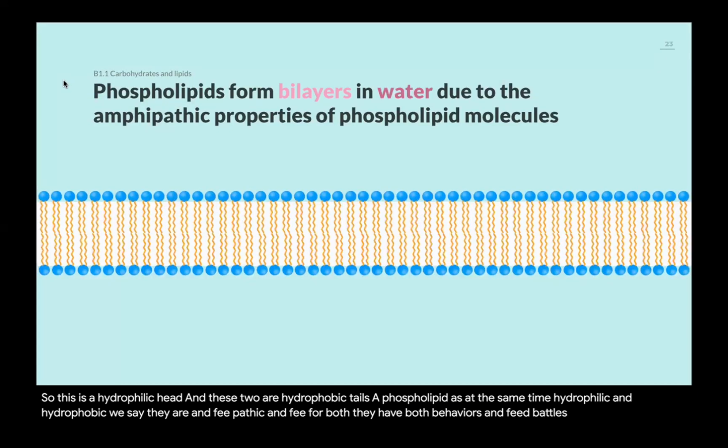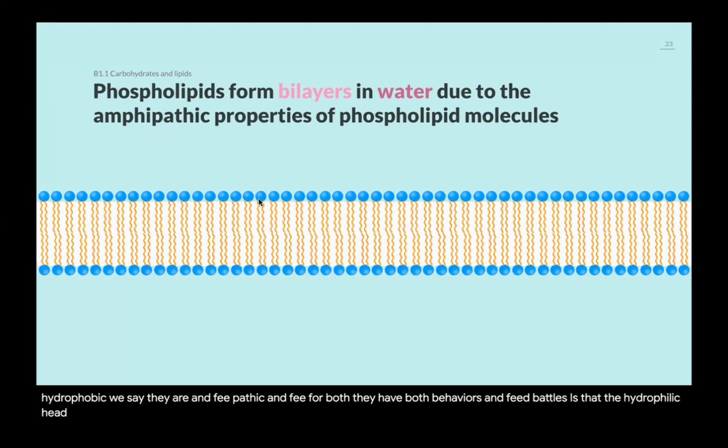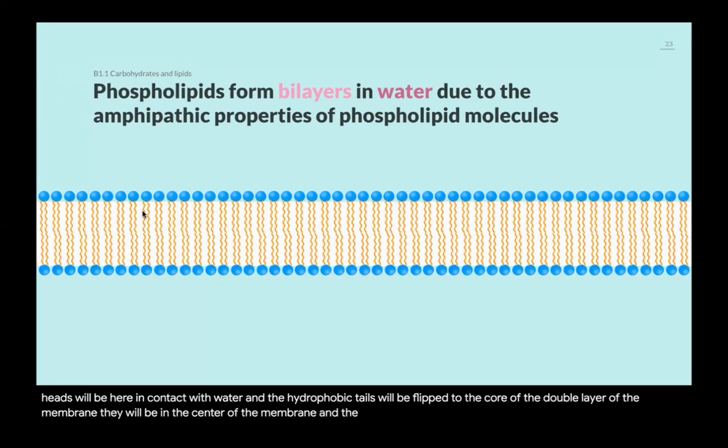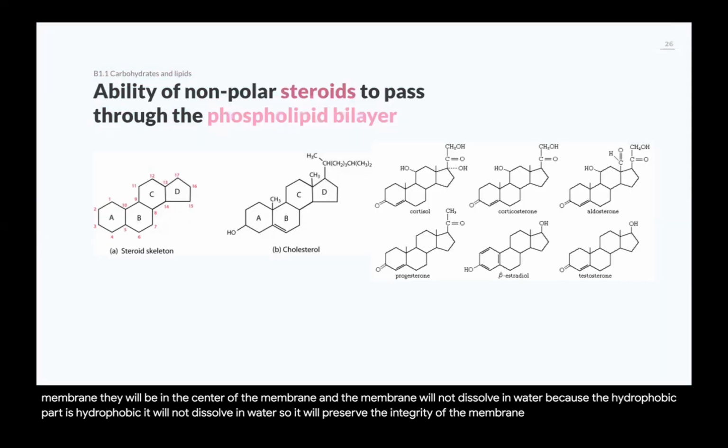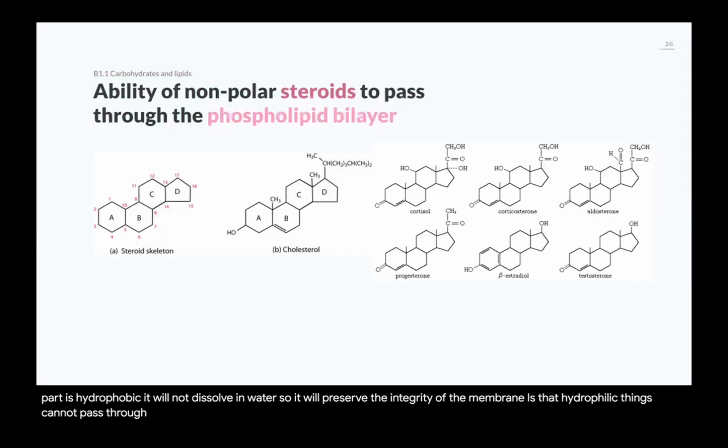So the consequence is that the hydrophilic heads will be here in contact with water, and the hydrophobic tails will be flipped to the core of the double layer of the membrane. They will be in the center of the membrane, and the membrane will not dissolve in water because the hydrophobic part is hydrophobic. It will not dissolve in water. So it will preserve the integrity of the membrane.